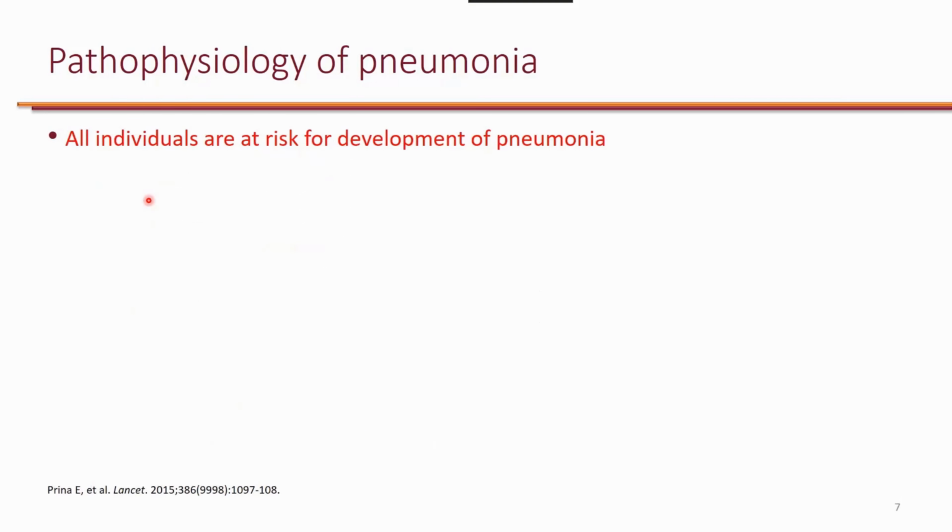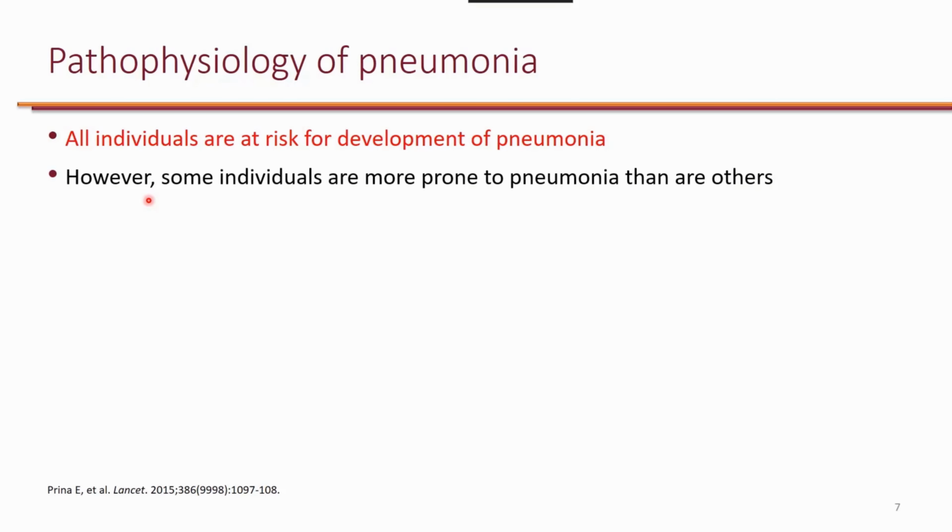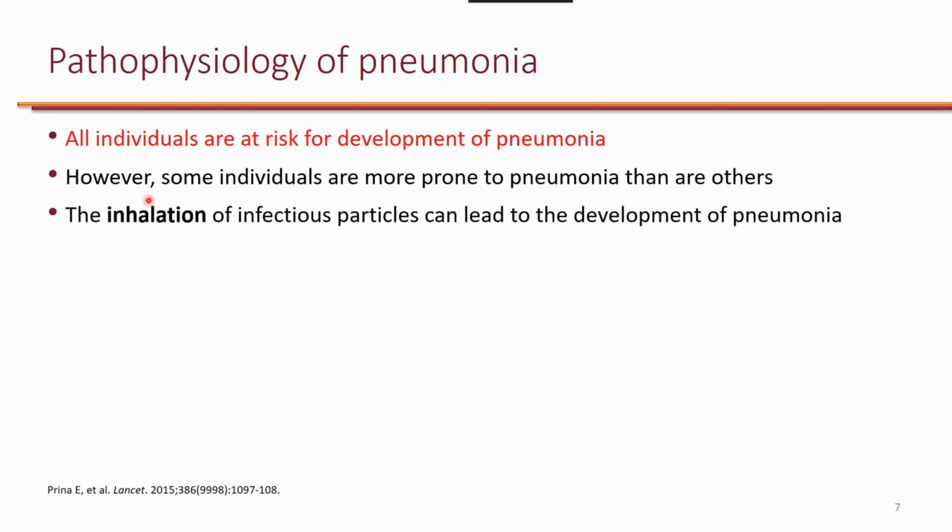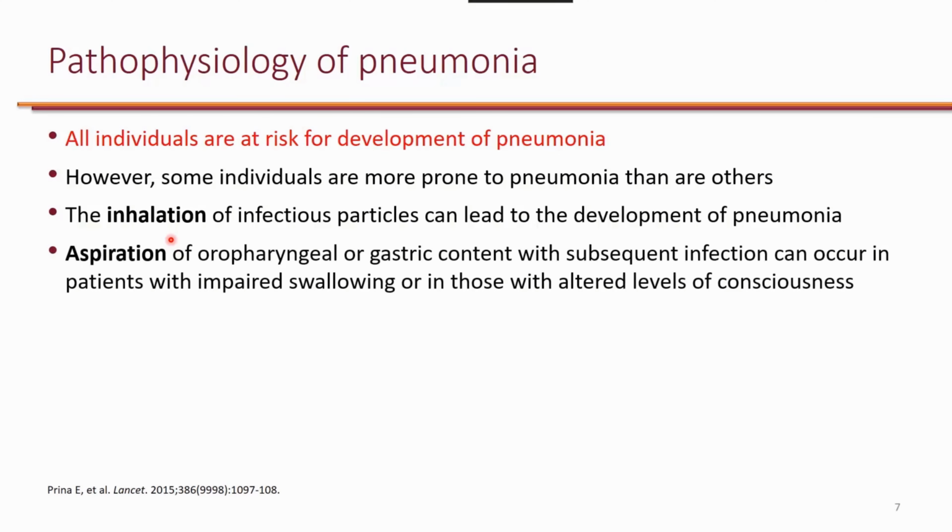It is important to note that all individuals are at risk for development of pneumonia. Now, some individuals have higher risk of getting pneumonia. There are different ways of getting pneumonia. Inhalation is the most common route. Inhalation of infectious particles is the primary route that leads to development of pneumonia. Aspiration of oral flora can also lead to pneumonia, which we call aspiration pneumonia.